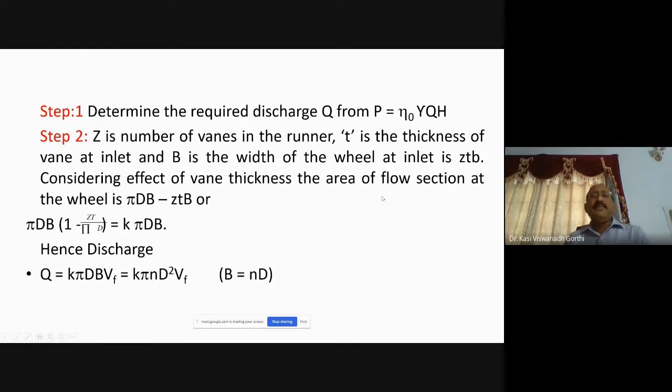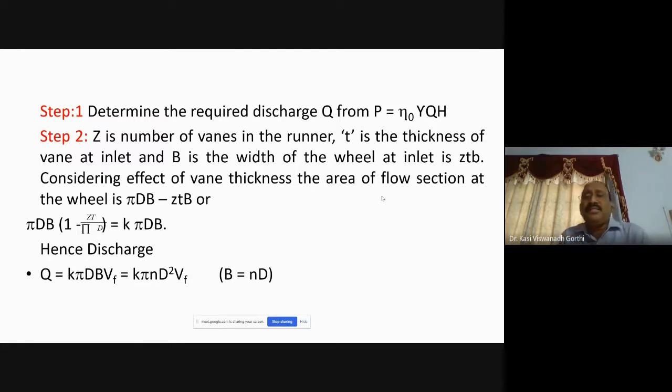Step 1, determine the required discharge Q. P is equal to eta naught into gamma QH from the known value. Overall efficiency eta naught is equal to P by gamma QH. So from here, P is equal to eta naught gamma QH. So find the value of Q from there.